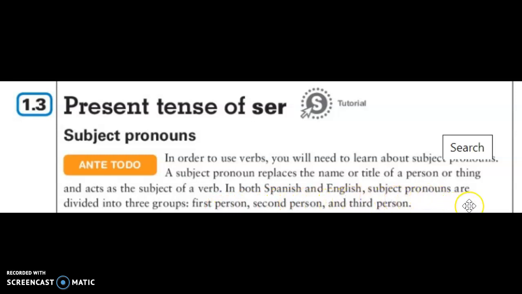So also take a moment to remind yourself what first person is. That is me, or I. And then second person is you. And then third person is he and she. And that is just in the singular. So in first person plural, you would say we. In the third person plural, you would say they.